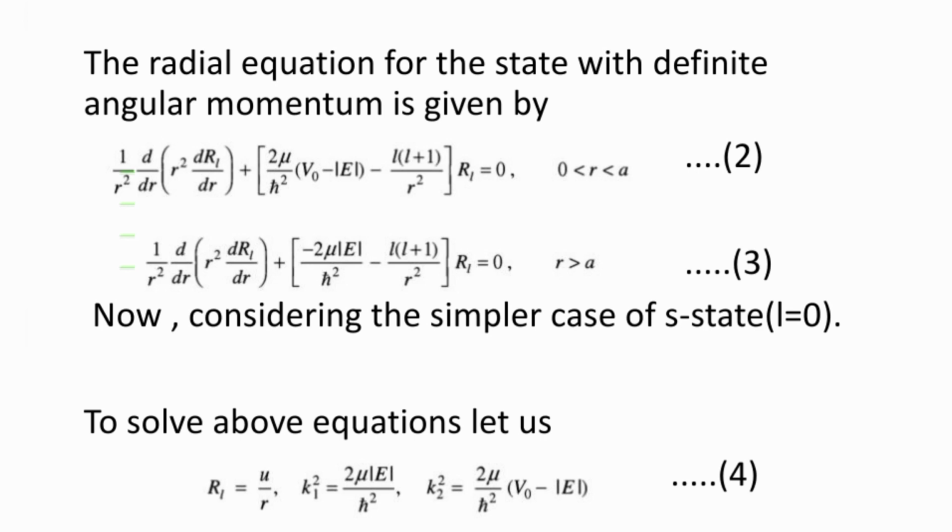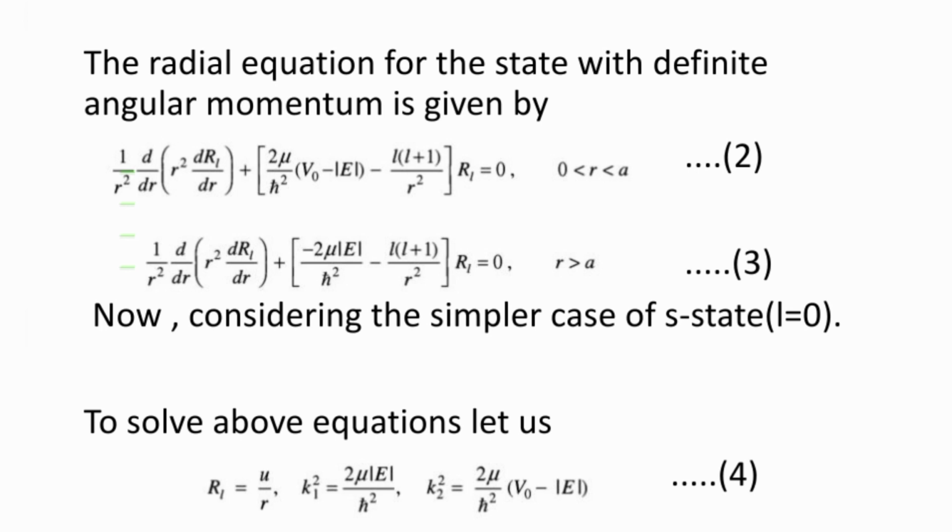As Maheshwari had already talked about, equations number 2 and 3 are the radial equations in three dimensions, which is the Schrödinger wave equation, where small r is the radial spherical distance and small l is the orbital angular momentum. To solve it further, we consider the simplest case in which l equals 0, that is, the particle is in the ground state, which is the S state. For this we consider that capital R equals u by r, k1 square equals 2 mu E upon h cross square, and k2 square equals 2 mu upon h cross square times (V0 minus E).